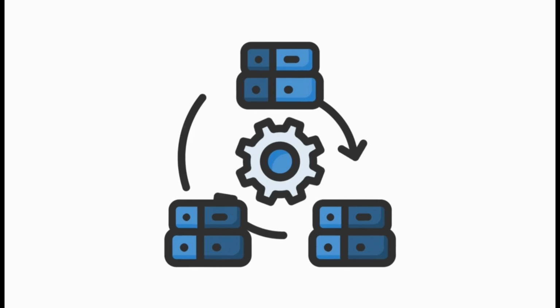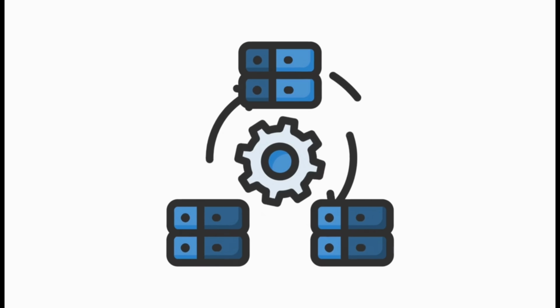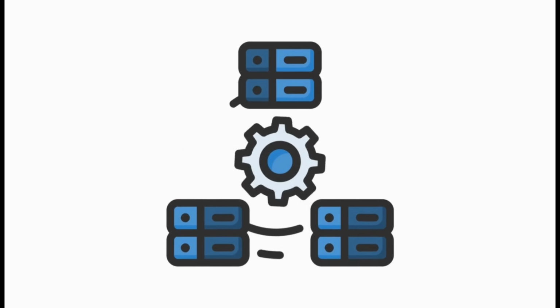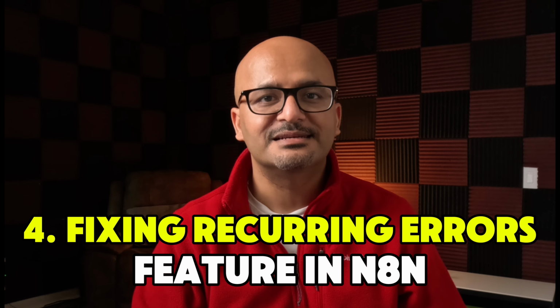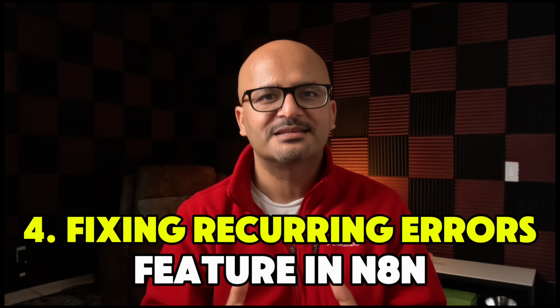So this version history feature allows you to play with your workflows, test out new ideas, and always roll back to the version that was very much working for you. Now the fourth and final thing that I wanted to talk about in this lesson is how you can fix the recurring issues that are coming in your workflows.